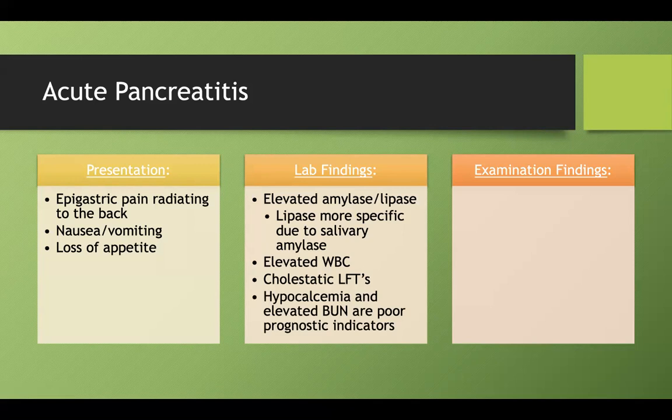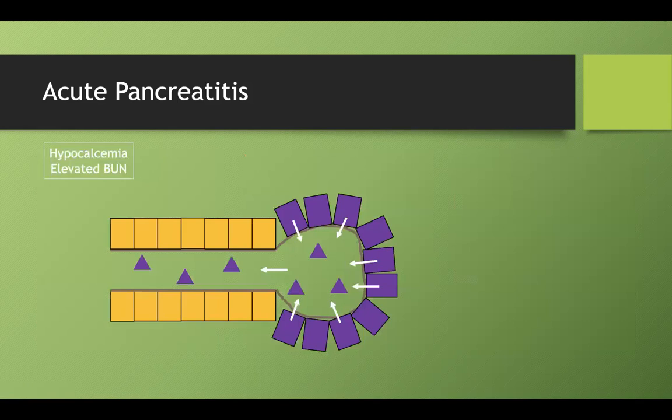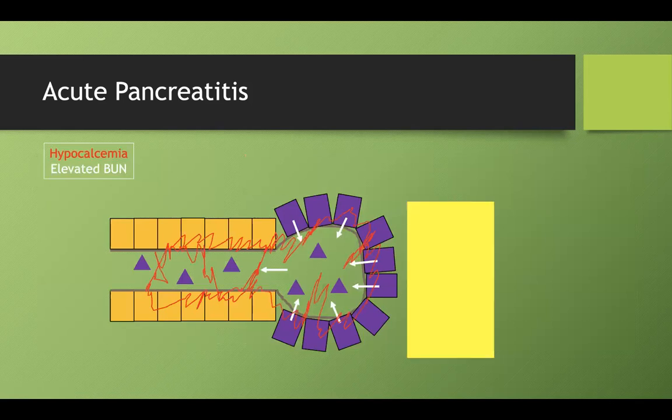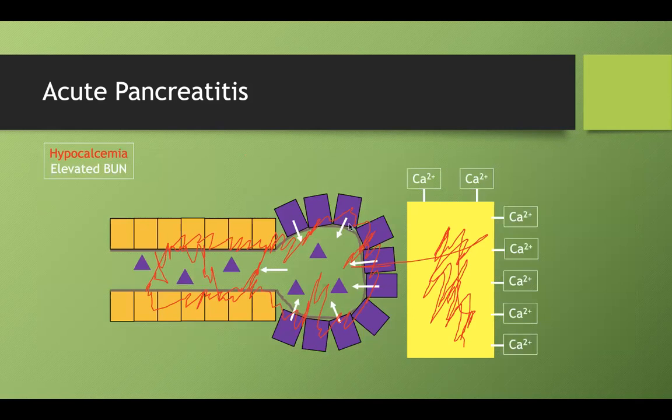Some prognostic indicators that you should be aware of are that hypocalcemia and elevated BUN are both poor prognostic indicators. So let's talk about each of those. In hypocalcemia, why would that happen? We already know that you can get inflammation of your pancreas. Nearby, you have that peripancreatic fat. And when that peripancreatic fat also gets inflamed, you can get hypocalcemia, because these fat molecules love to bind to calcium, and they'll take up all the calcium that's in your bloodstream and bind to it.